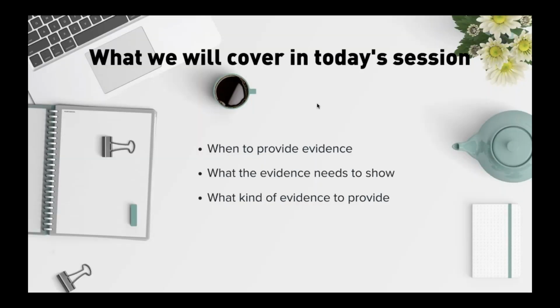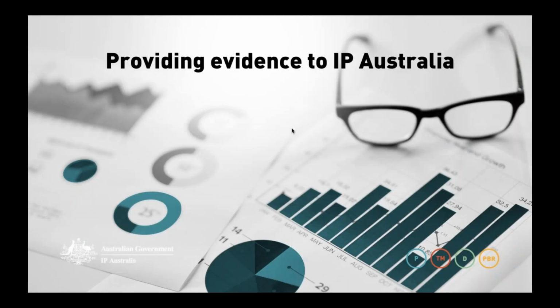Specifically, we'll be looking at when to provide evidence, what the evidence needs to show, and what kind of evidence to provide. There are a few different occasions where it's appropriate to provide evidence of use to IP Australia. The occasion we'll be focusing on today is providing evidence to overcome an issue that the examiner has identified with your application. The evidence is submitted after you receive your adverse report as part of the examination process.